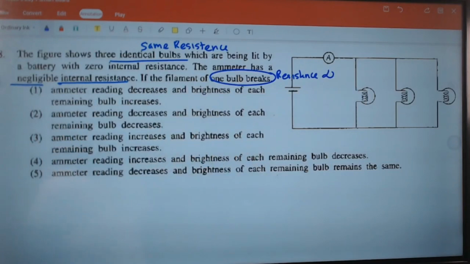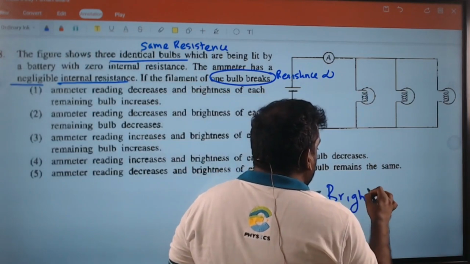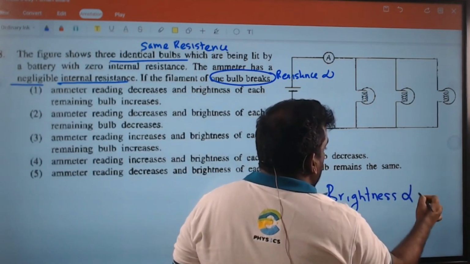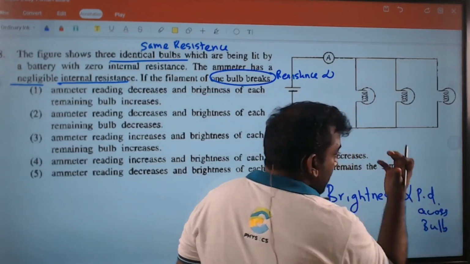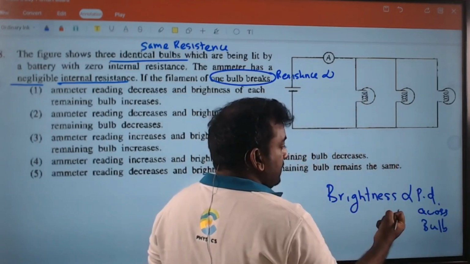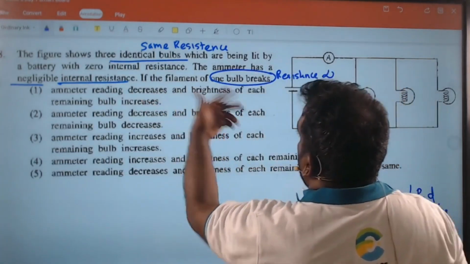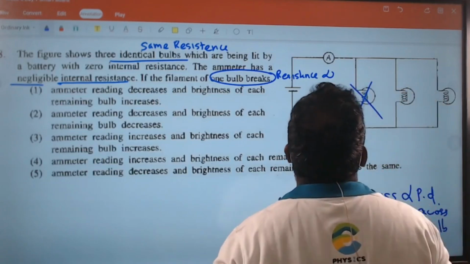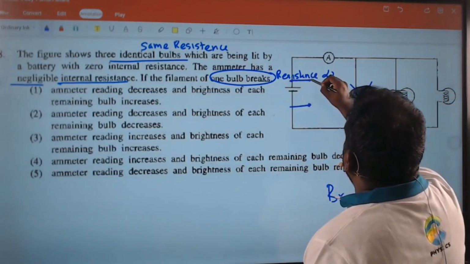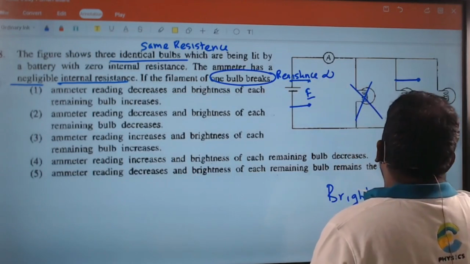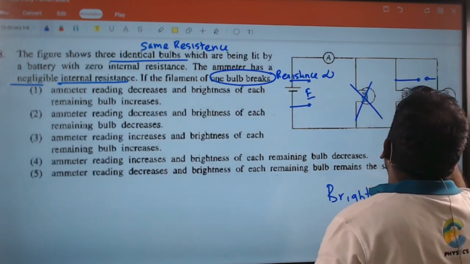What will happen? Remember, brightness depends on potential difference across the bulb. When potential difference reduces, brightness reduces. Potential difference increases, brightness increases. Now when one bulb is not working, potential difference here is E. Potential difference here is also E. Potential difference will not change.